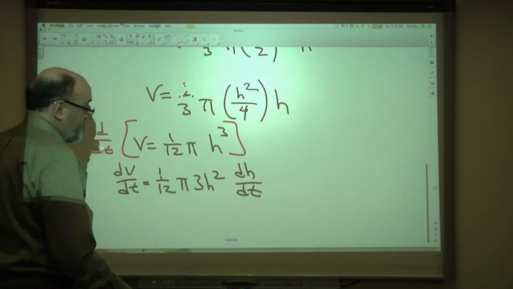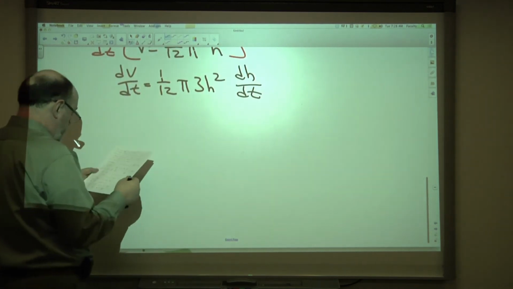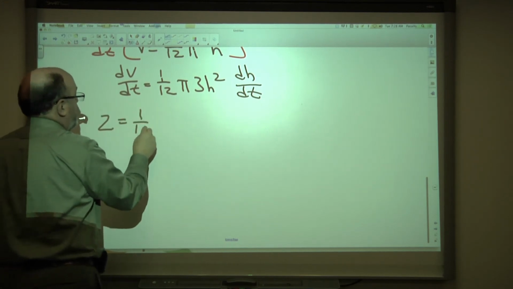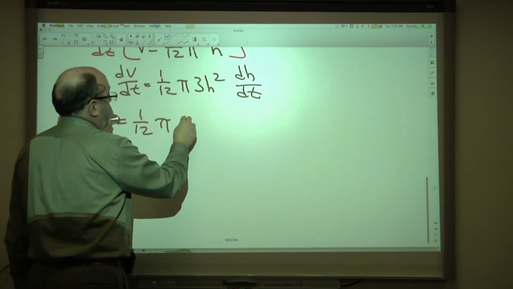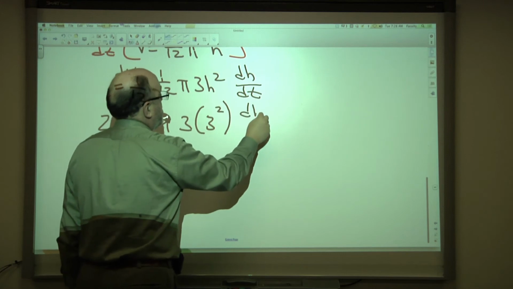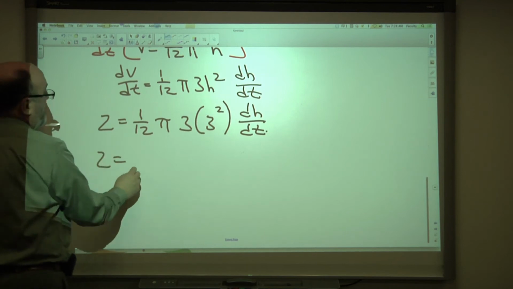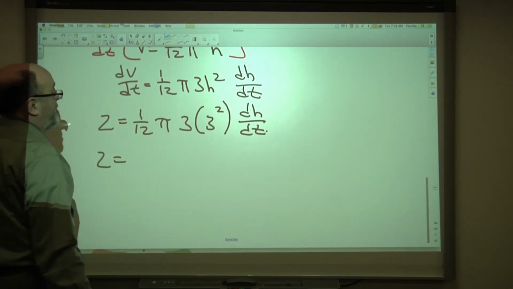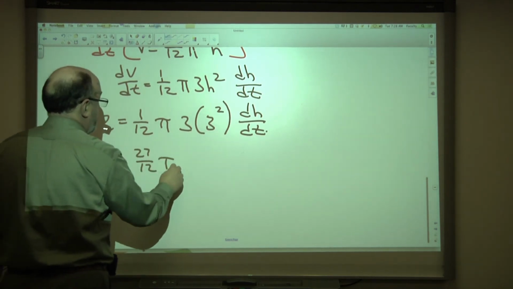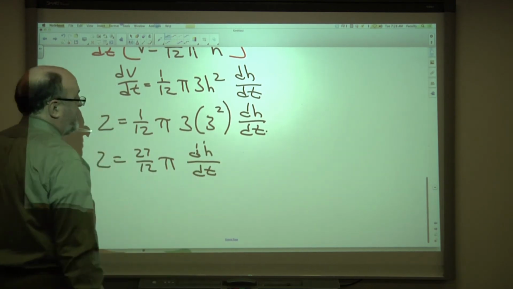So now we can take our numbers and we'll plug in. And so we got dV/dt they gave us. So this is 2 equals 1/12 pi times the height, which is 3, so 3 squared, times dh/dt. So this is going to be 2 equals 3 squared is 9, 9 times 3 is 27, so this is going to be 27/12 times pi times dh/dt.